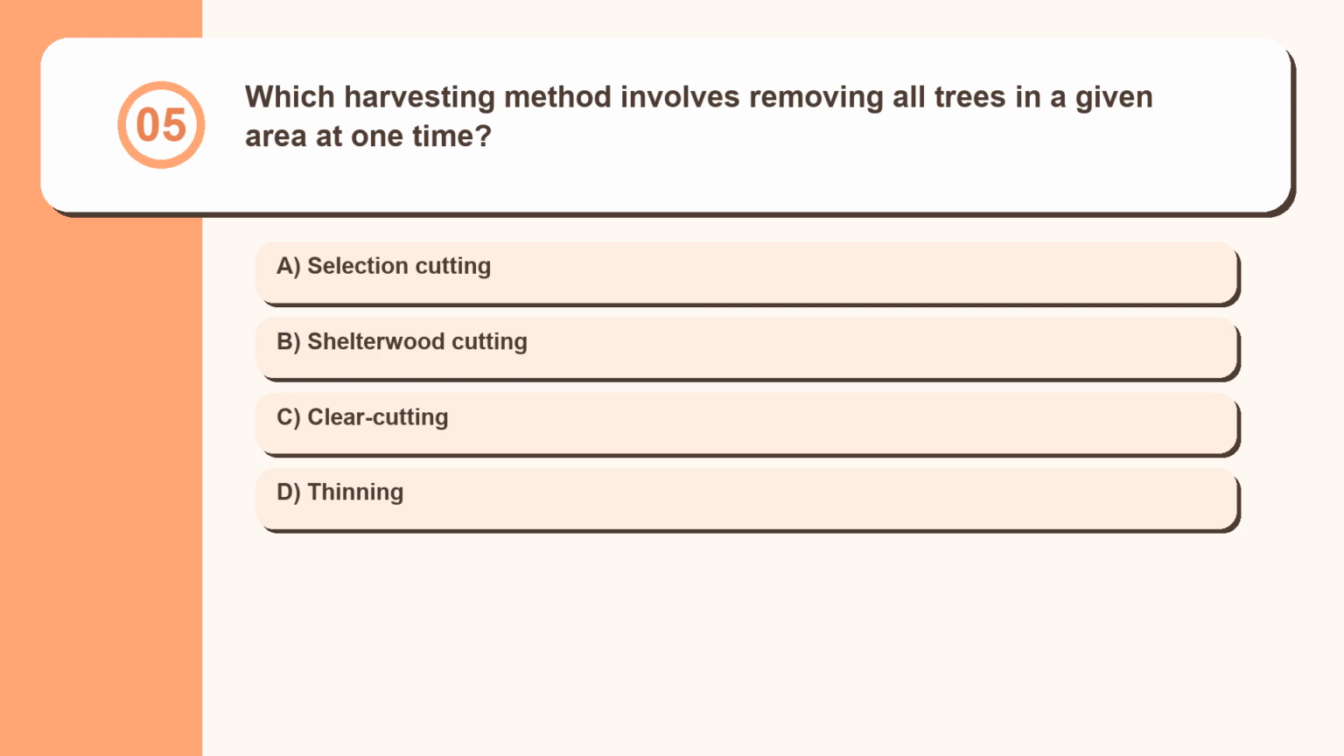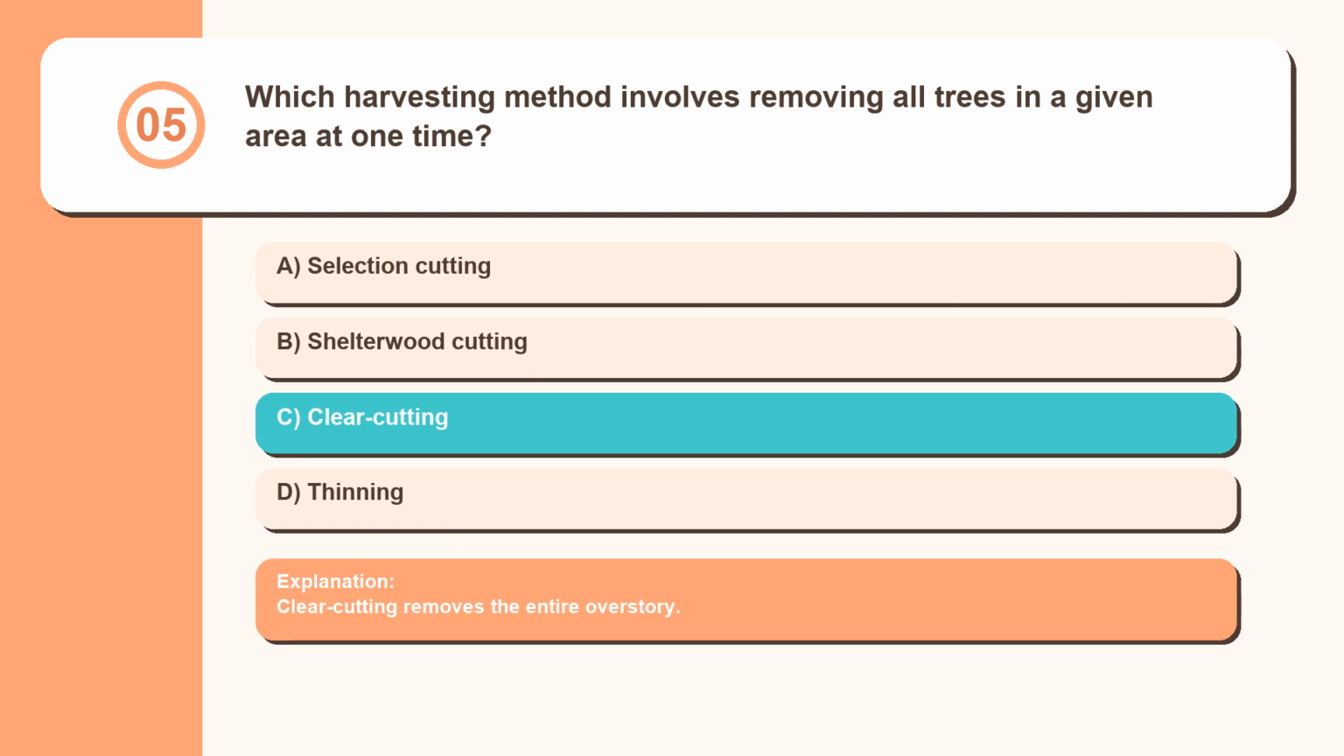Question 5. Which harvesting method involves removing all trees in a given area at one time? Selection cutting, shelterwood cutting, clear cutting, thinning. Clear cutting removes the entire overstory.